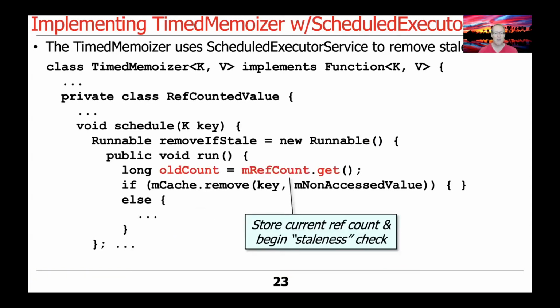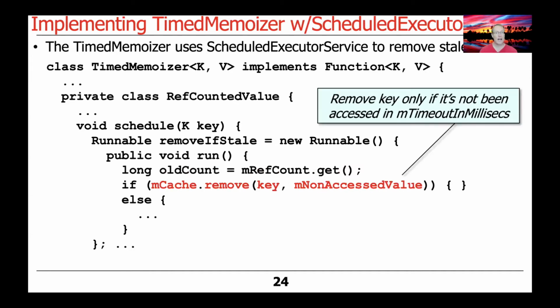So here's how the run method works. And this is really subtle, super duper optimized, but somewhat tricky to understand. So the first thing we do is we basically say, what's the current ref count for this ref counted object, for this value? What's its current ref count? And we're going to use this to do the staleness check. You'll see what the staleness check does in a second. So we get the old count.